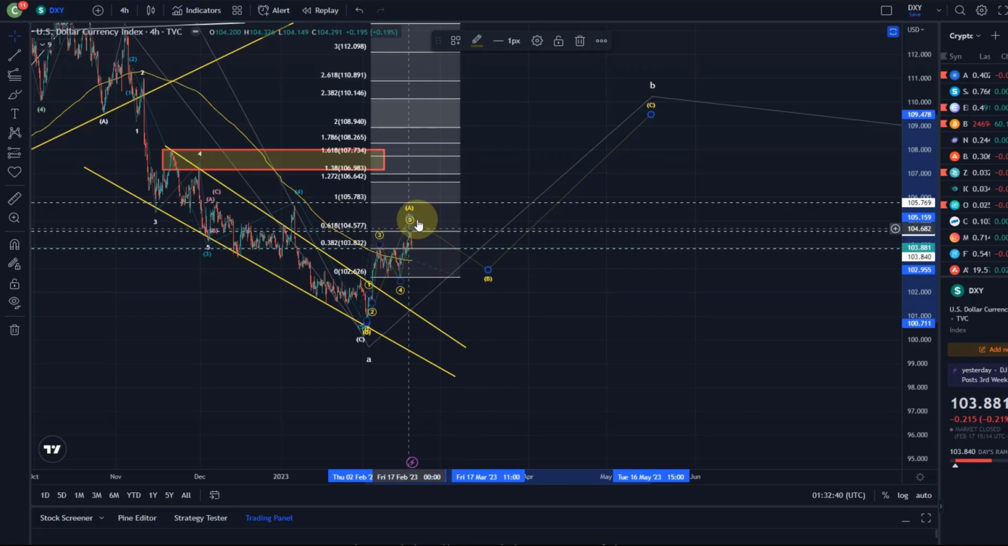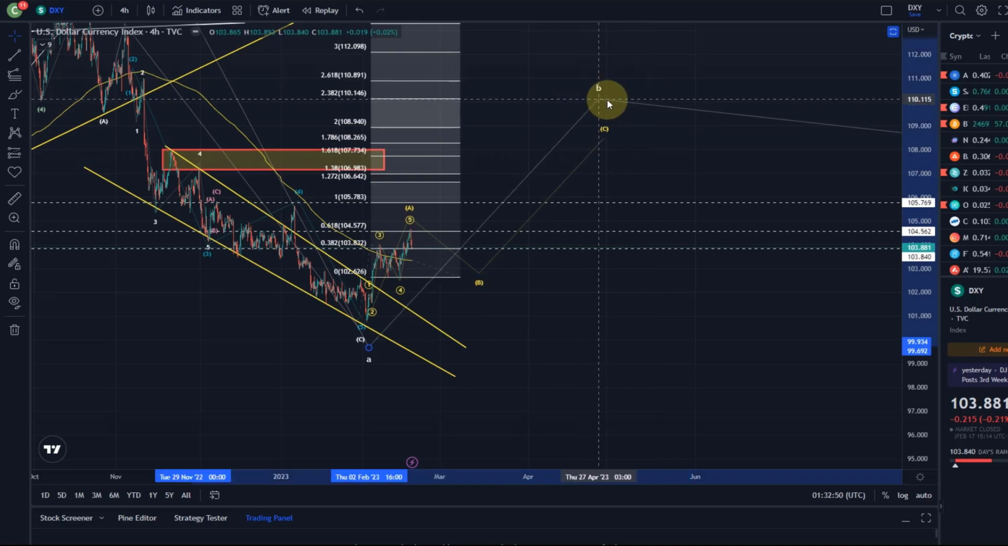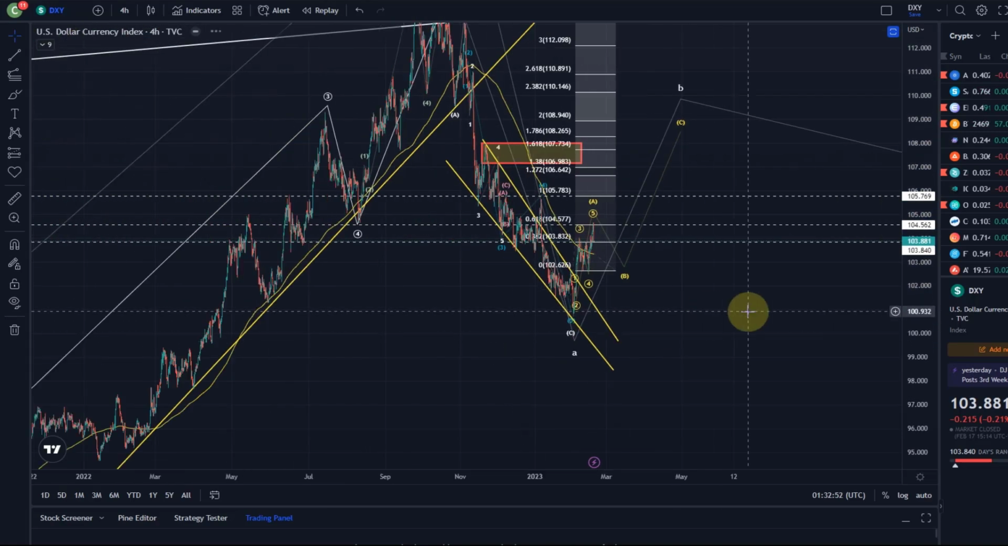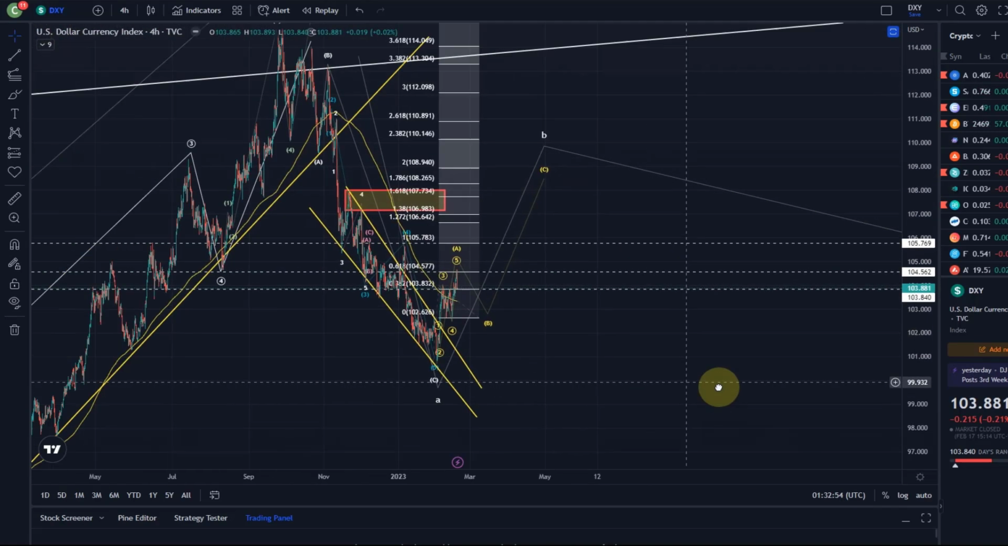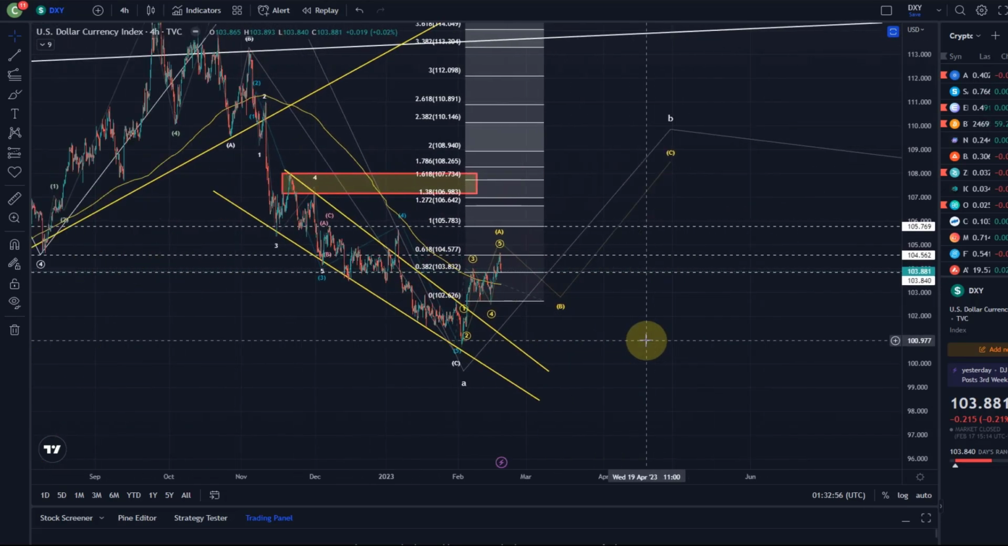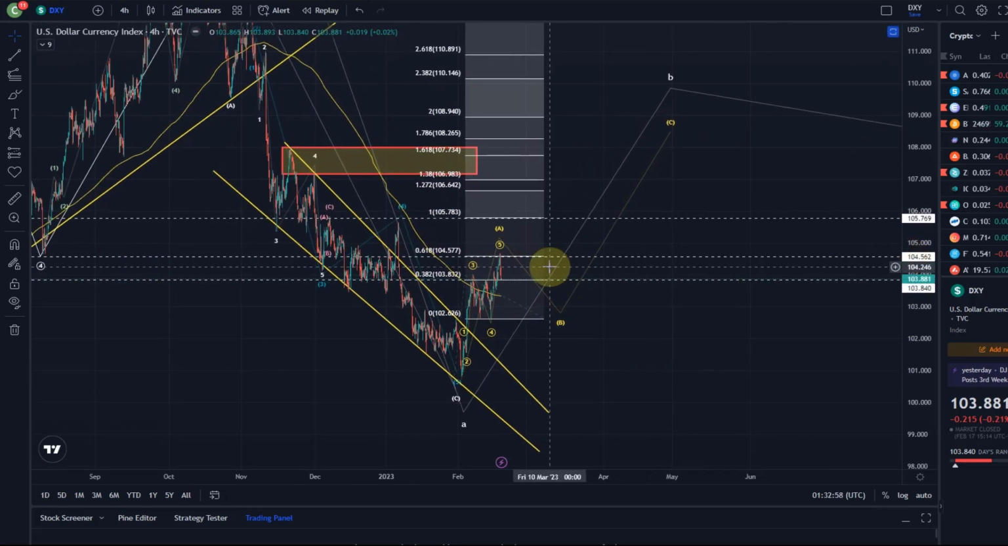Maybe we get an extension to the A wave, and we're going to take a look at that in a minute. But I think we are now on track to delivering this B wave at some point, and then we should get a C wave to the upside. Then we can complete this larger B wave and would see another larger correction down in a C wave, which we talked about in previous videos.